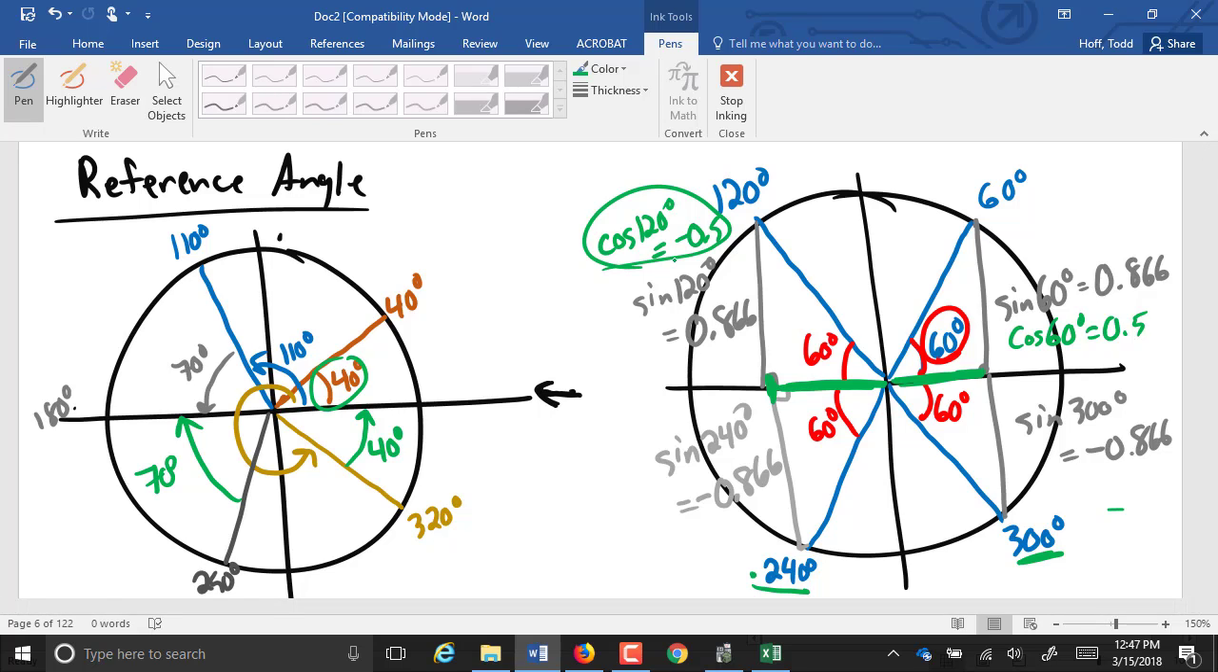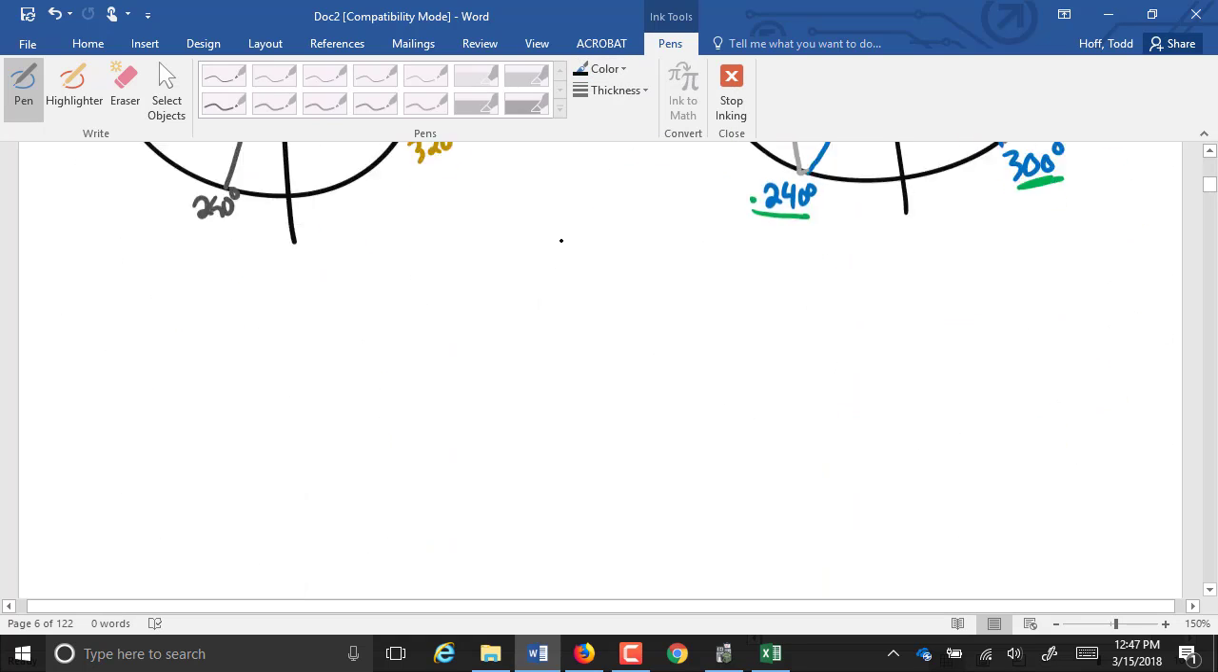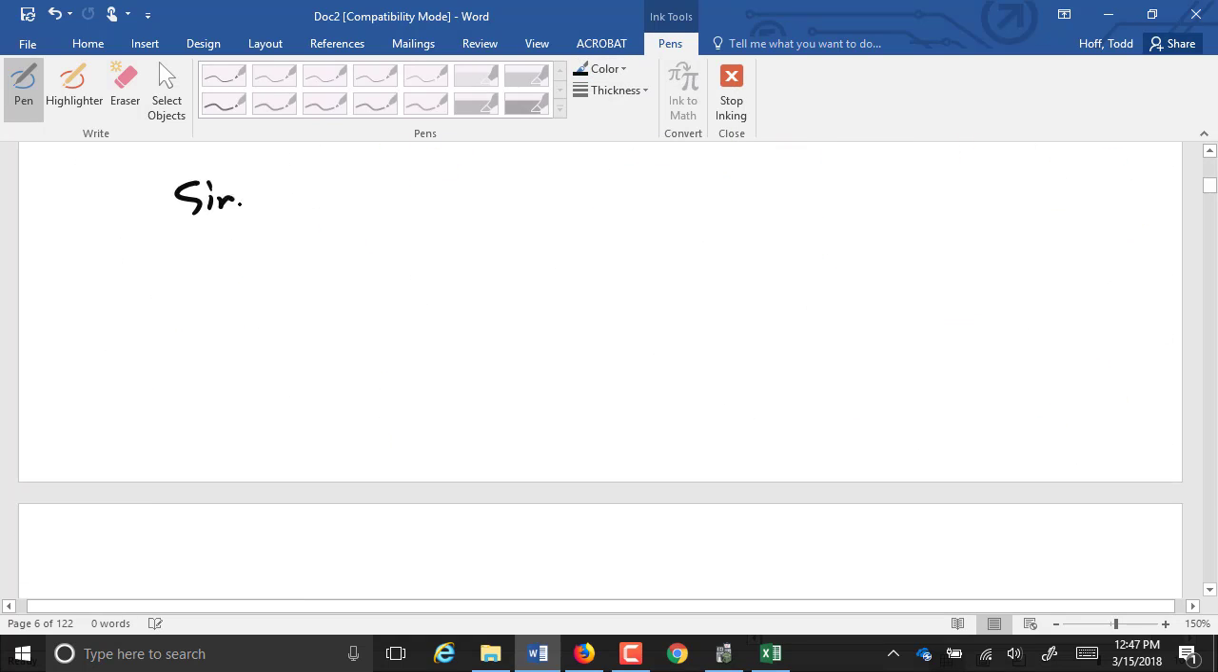Why is this important? Well, with your new calculators, for the most part, it's not horribly important. Once upon a time, the very first calculators we had only did trig functions from 0 to 90 degrees. So if you wanted to find the sine of 162 degrees, you had to find the reference angle. That reference angle was 18 degrees. So you found the sine of 18 degrees.